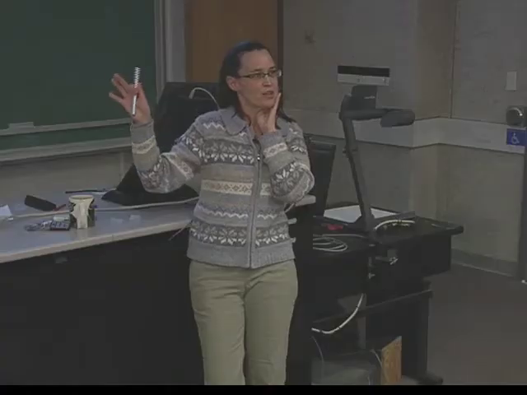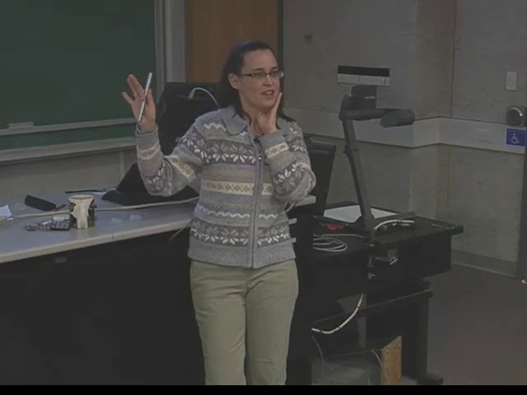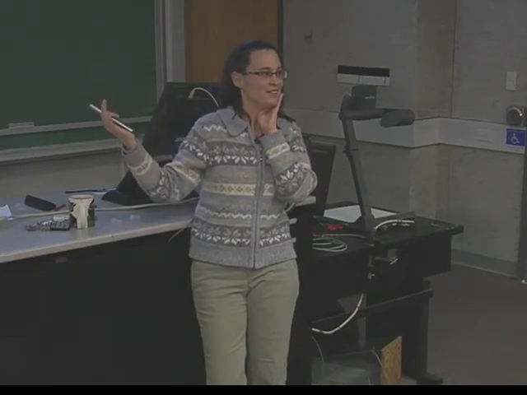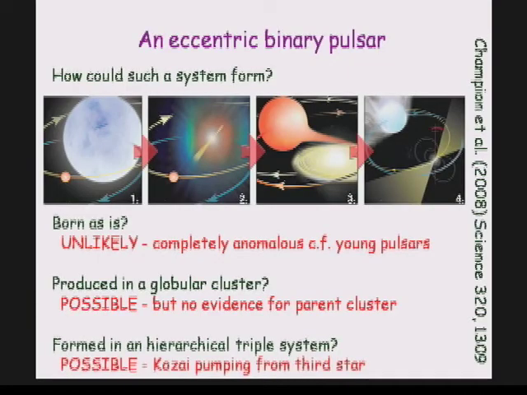So the main reason I'm showing this discovery is just to illustrate that even though we found the first pulsar in 1967, right, so over 40 years ago, we still don't understand really basic things. We're continually finding new objects that completely challenge our assumptions of how these objects form, okay? We don't think this thing could have been born as it is. We think that's pretty unlikely.